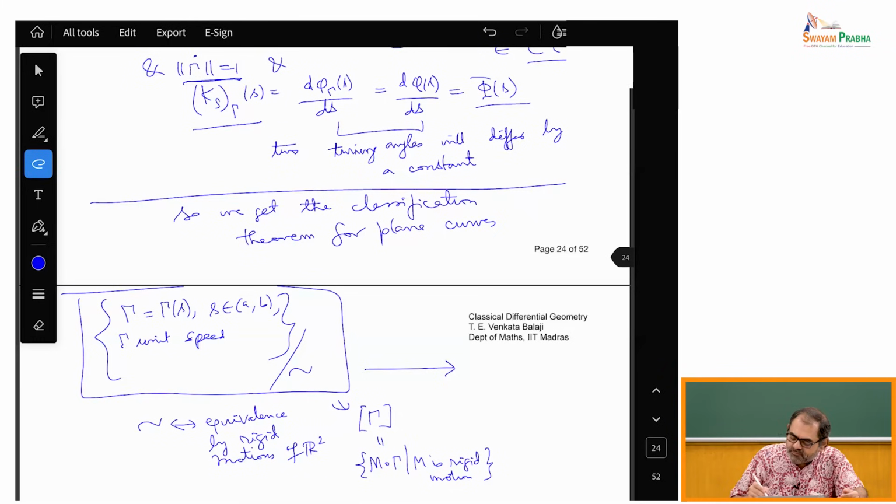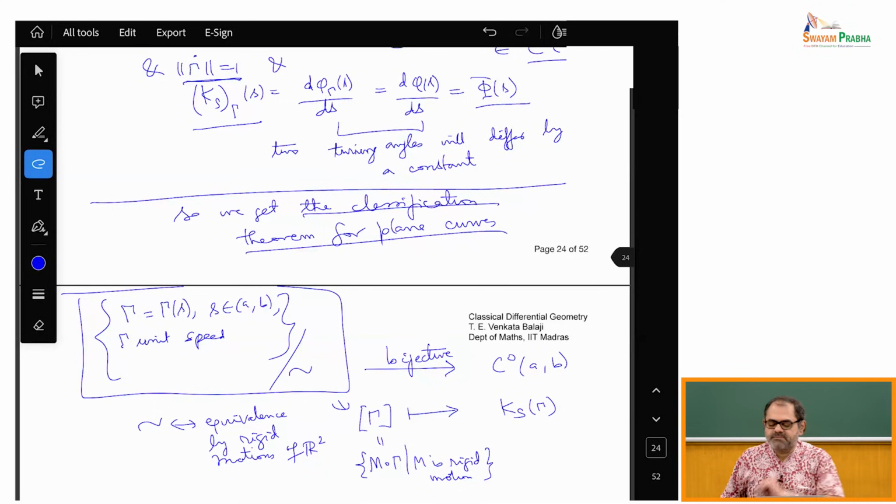and so this group is acting on all curves, and these equivalence classes are exactly the orbits of the action, as it is called in mathematics. So what is happening is that these equivalence classes are there, and you have this map from this to C0AB, and the map is you send any rigid motion equivalence class of curves to the corresponding sign curvature. And what we have proved is that this map is bijective, and that is the classification theorem for plane curves.